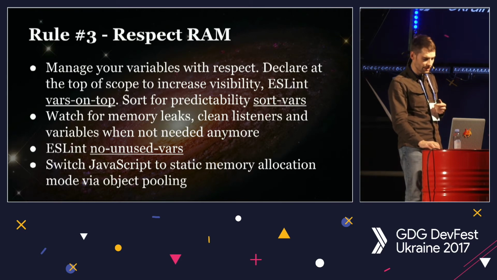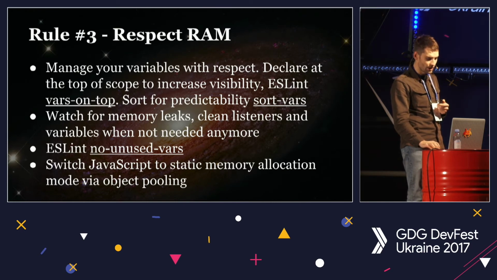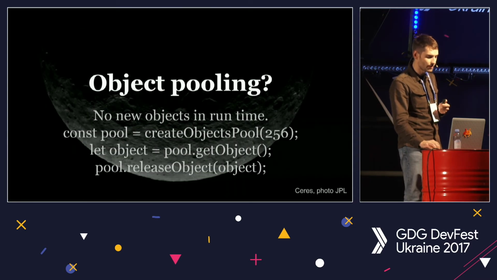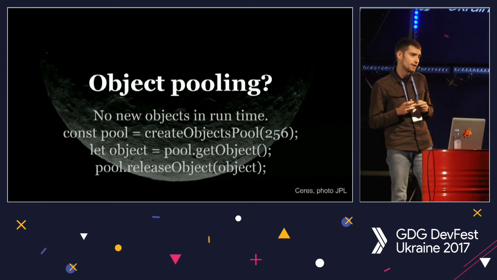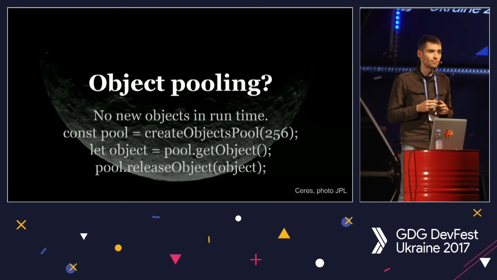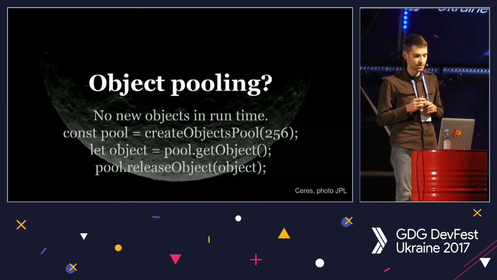Watch for memory leaks, clean listeners and variables when not needed anymore. ESLint, no unused vars is a must-do to avoid declaring variables which are not used. Switch in JavaScript to static memory allocation mode via object pooling might be also an option. Oh yeah, you may wonder, but you may emulate static memory allocation in JavaScript. It's not actually static, but it's the closest you can do with JavaScript.